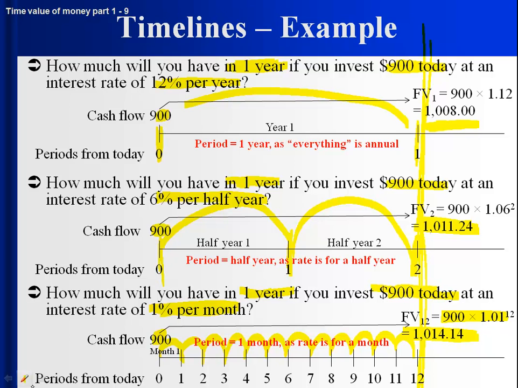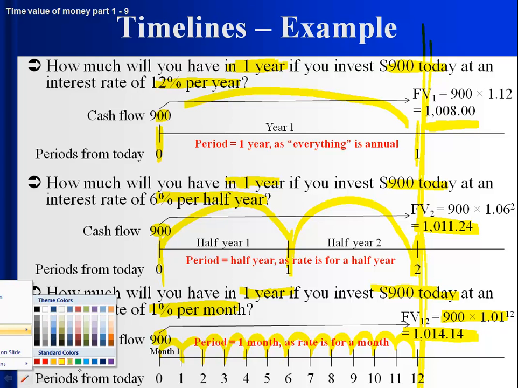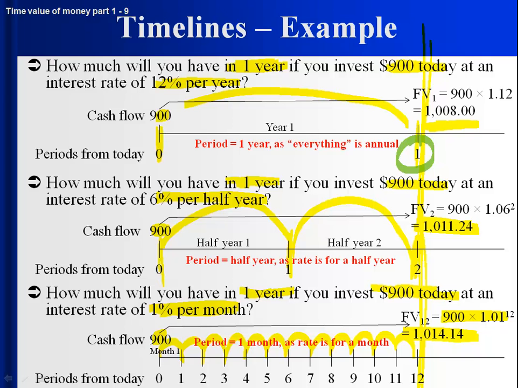So you can see, in all cases, we want to know how much we would have in a year. But in the first case, it was in one period. In the second case, it was in 2 periods. In the third case, it was in 12 periods. And therefore, it was very important to pay attention to the length of our period, and we had different timelines in all 3 situations.